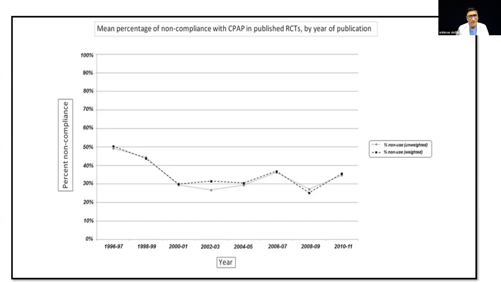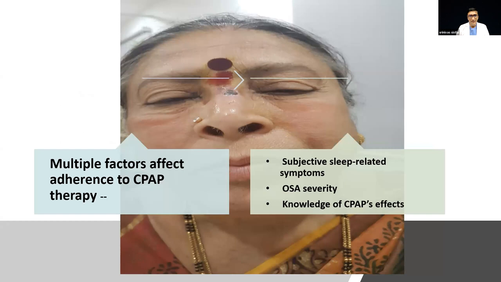Now, look at this lady, for example, and you would see three bindis, one below the other, and the last one on the dorsum of the nose given by the PAP therapy. Now, there are multiple factors that affect the adherence of PAP therapy, for example, subjective sleep-related symptoms, like the ones that I showed in the earlier slide, like dryness, the PAP just coming out because of increased pressure, simple OSA severity, that means a patient having very high AHI, and of course, knowledge of PAP's effects. They don't understand that not using CPAP may cause a lot of problems for them.